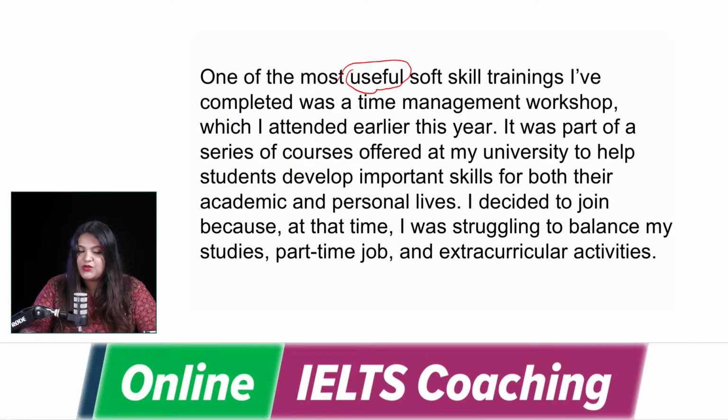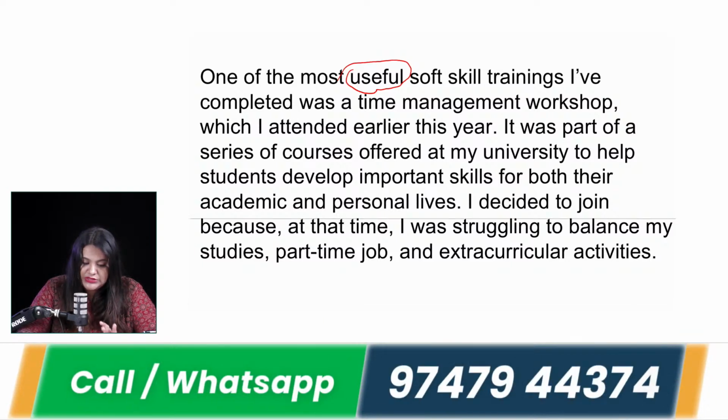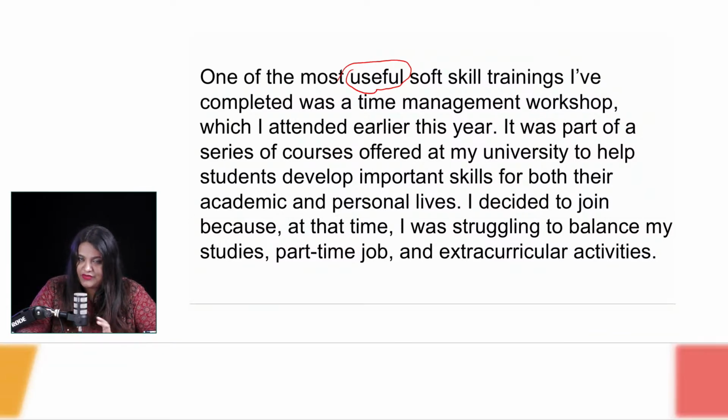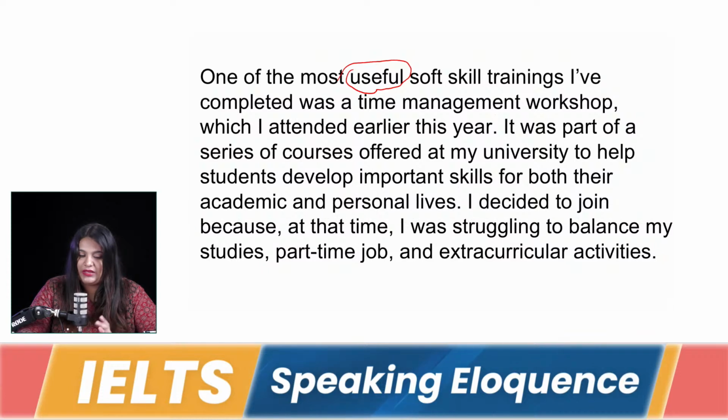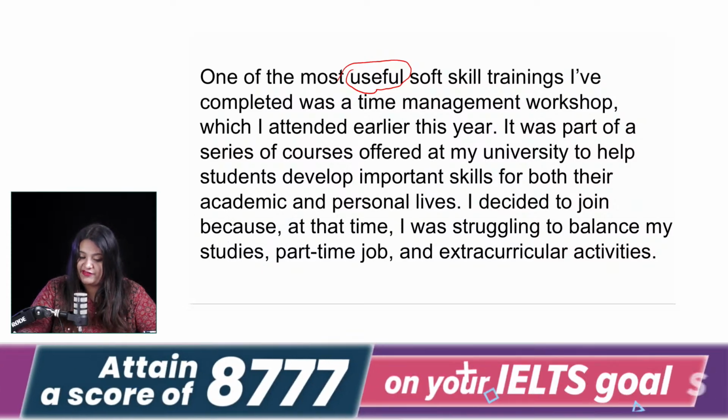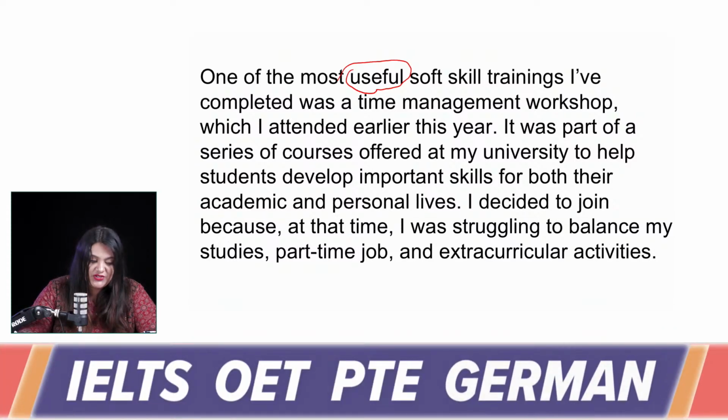here. So one of the most useful soft skill trainings. So usually we say one of the most important or one of the soft skill trainings I have attended. So we don't kind of club this word there. So this is a very useful way of showing that it was very helpful for you, very beneficial for you. So one of the most beneficial or one of the most helpful or useful soft skill trainings I have completed. That is how the first word is used.